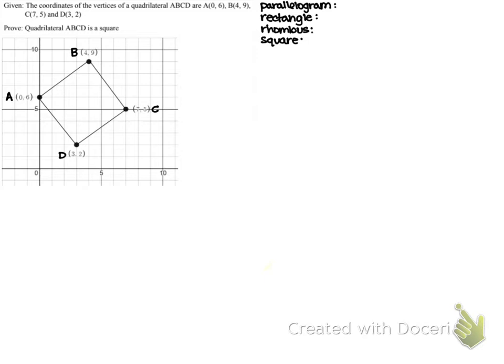Now, with a square, bare minimum requirements, bare minimum. A square has a whole bunch of other stuff that goes along with it, but you have to be able to prove that all 4 of the corners are 90 degrees. So we have 4 90-degree angles. And you have to be able to prove that all 4 of the sides are congruent. So you have 4 congruent sides.